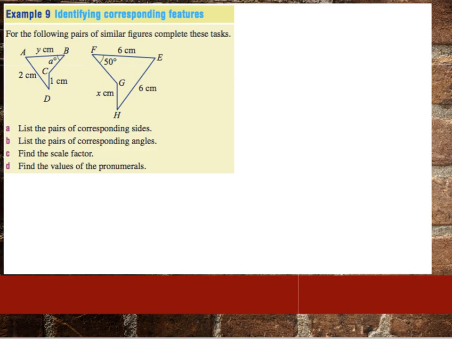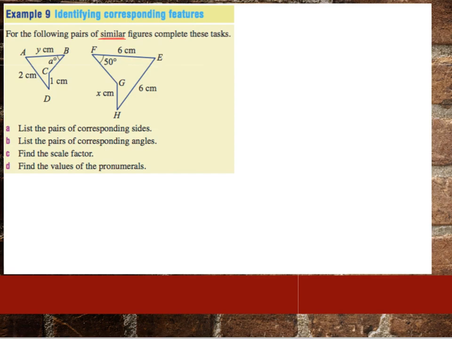Let's look at an example. Example 9, identifying corresponding features. For the following pairs of similar figures, they already tell me that they are similar. Let's complete these tasks. So number A, list the pairs of corresponding sides. Now before I do it, I always find the easiest is to quickly line up corresponding vertices.